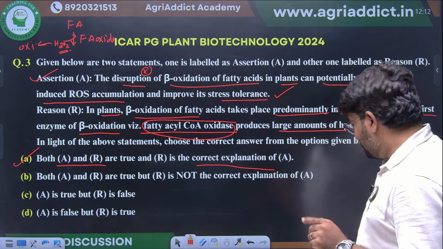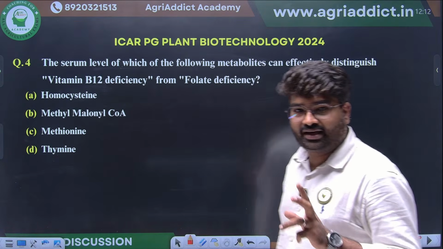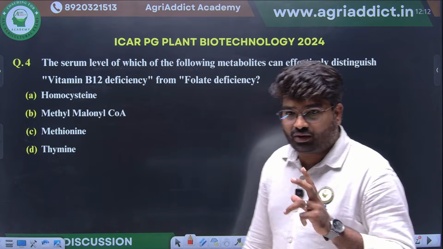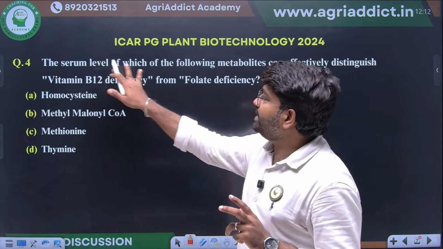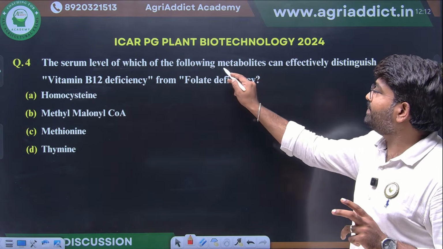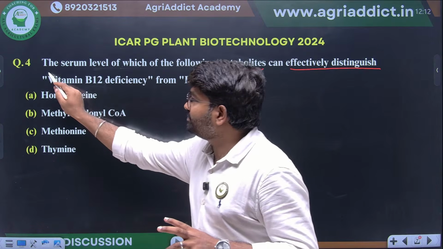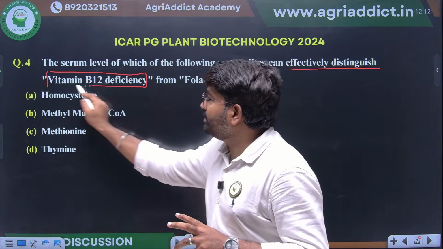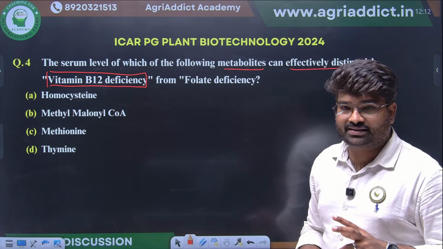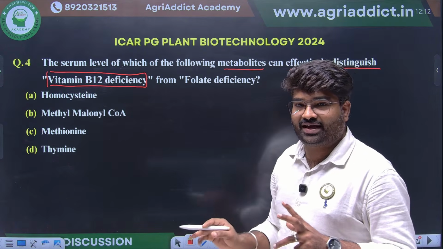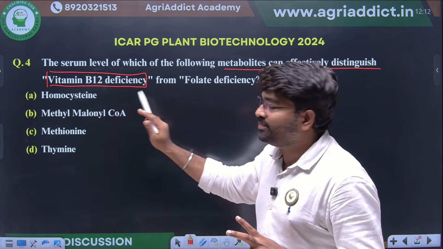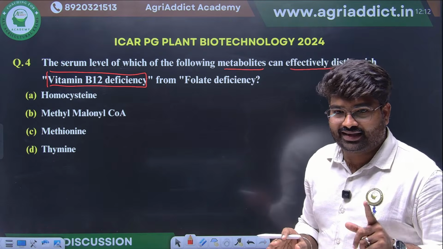Like this, they have asked more conceptual questions. You have to be attentive in the class. Okay. Next, what they are asking: the serum level of which of the following metabolites can efficiently distinguish? That means if vitamin B12 deficiency is there, which component will be accumulated more in the blood? Yes, many can come.